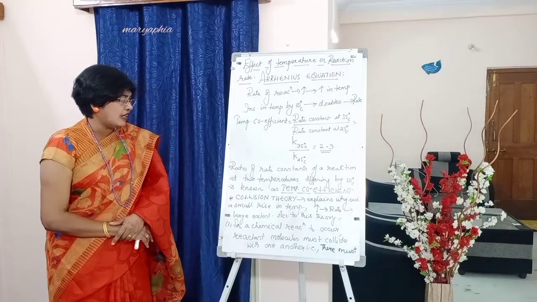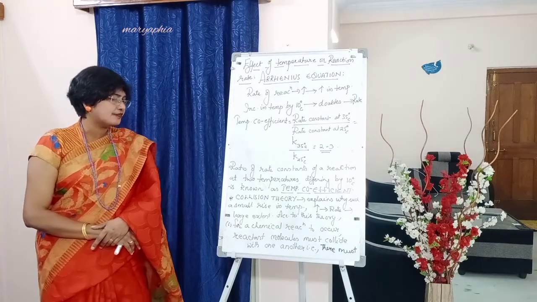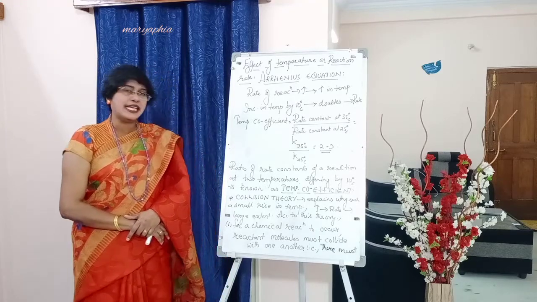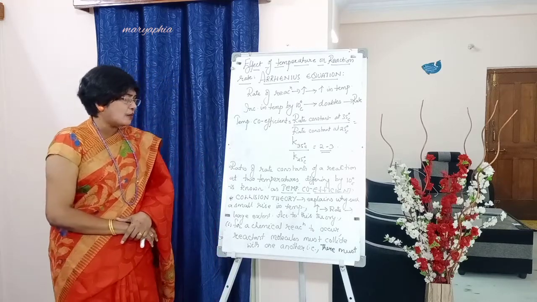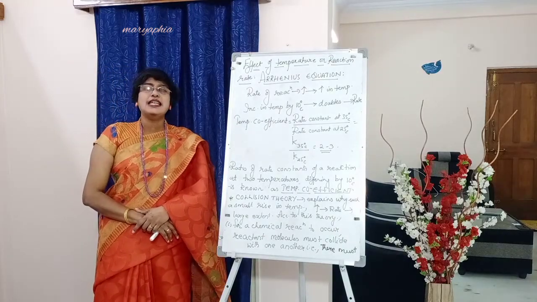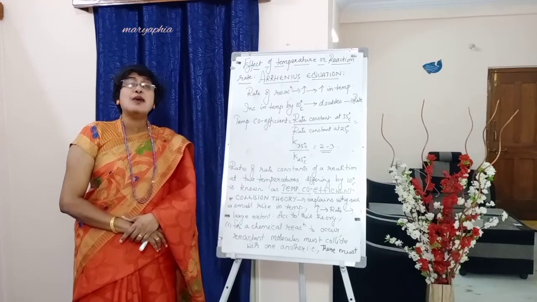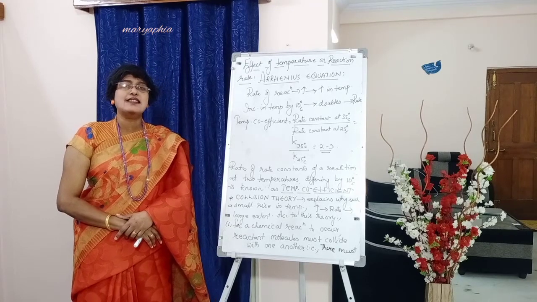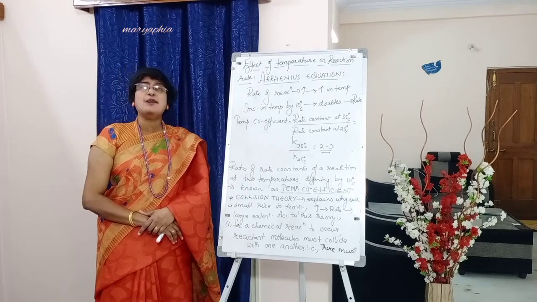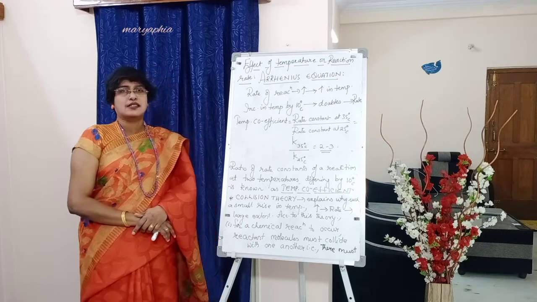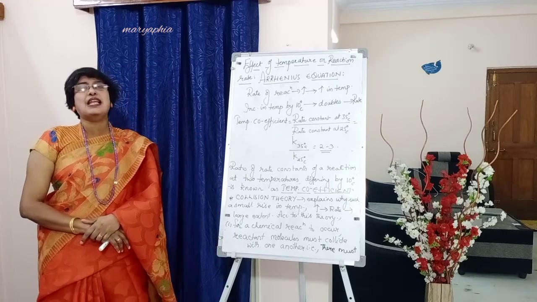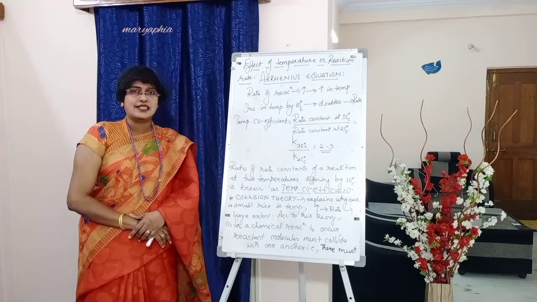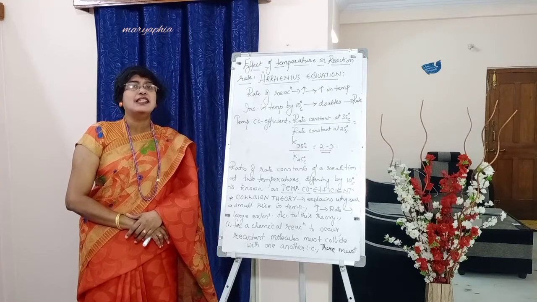For a chemical reaction to take place, reactant molecules must collide with one another. That is, there must be collisions between the reactant molecules. A simple example I will give you, students. Suppose you have joined a college. You have taken admission in a college.